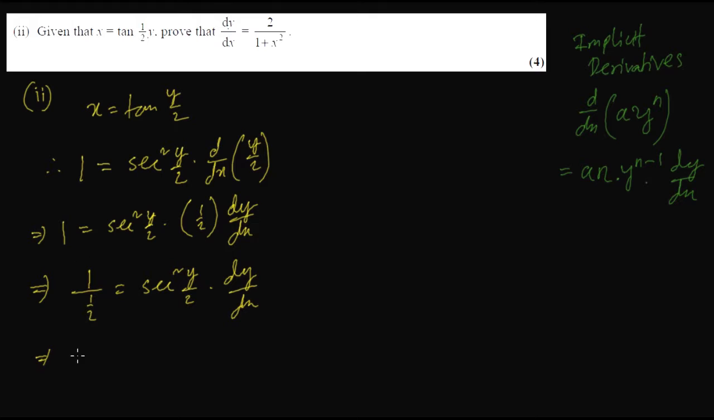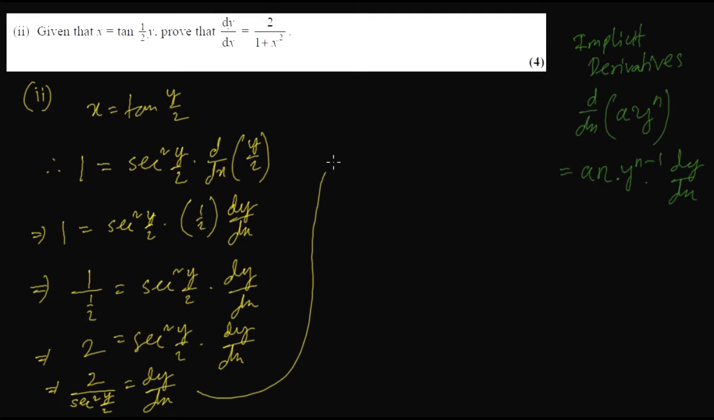So 1 by half is 2 equals sec squared theta, theta is y by 2, dy by dx. Now if I send this sec squared downstairs, it would be 2 divided by sec squared theta equals dy by dx. I'm not using that identity of reciprocal because I need to prove something here. So dy by dx equals 2 divided by sec squared.